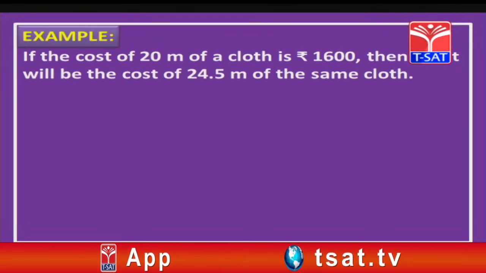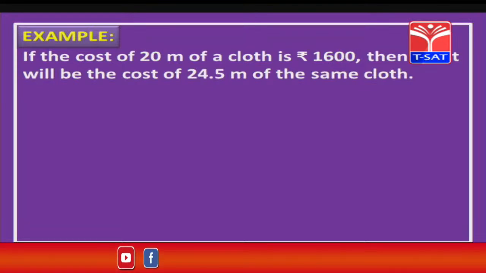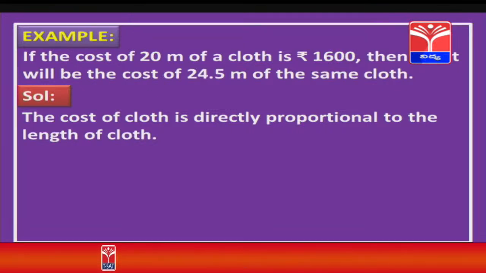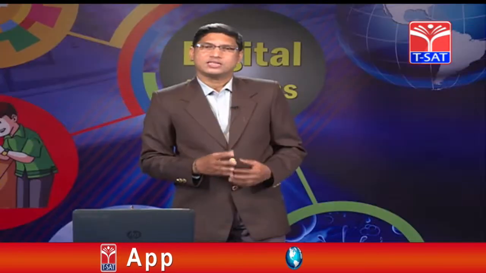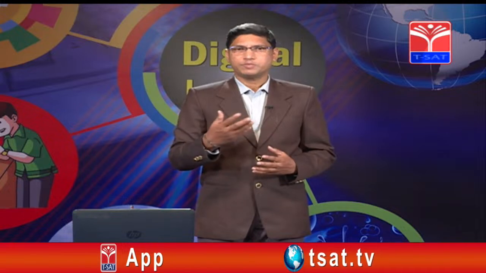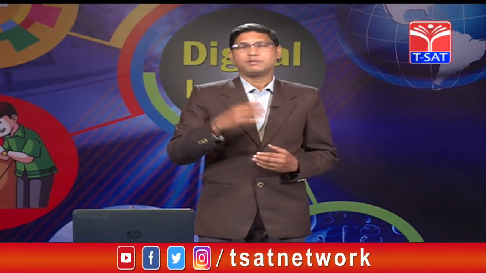Let us solve an example, children, now. If the cost of 20 meters of a cloth is 1600 rupees, then what will be the cost of 24.5 meters of the same cloth? Let us start the solution, children. Here the cost of cloth as well as the length of the cloth are directly proportional. Why? Because if the length of the cloth is more, then you need to pay more amount. So, the cost will be more. That is why when one quantity is increasing, the other quantity is also increasing. So, we say they are in direct proportion.